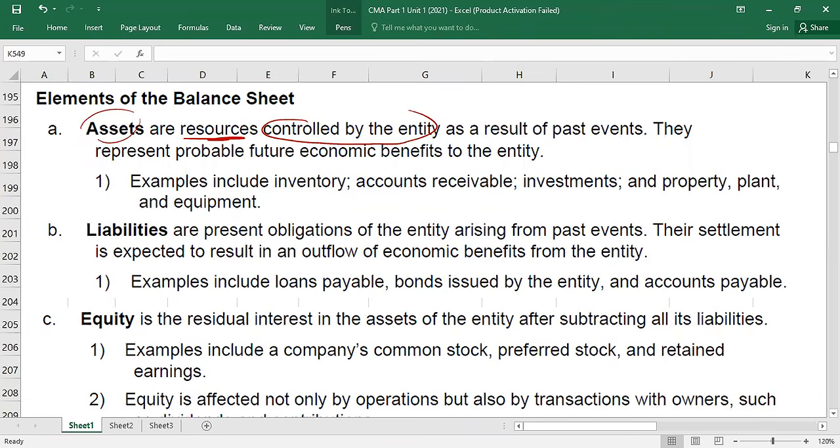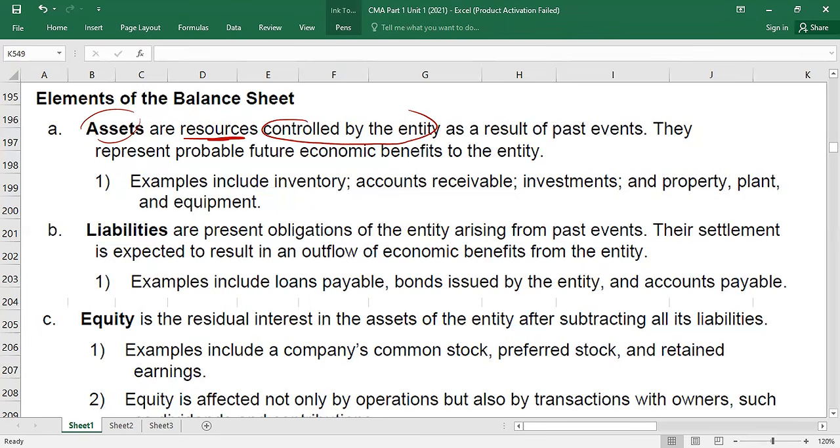So assets are controlled by the entity. It's not necessary that they must be owned by the entity. Leased assets are the company's assets. Why are they recorded as assets? Because they are controlled by the company, even if not owned by them.